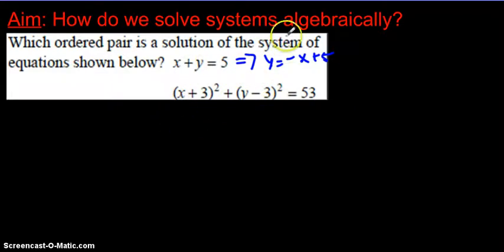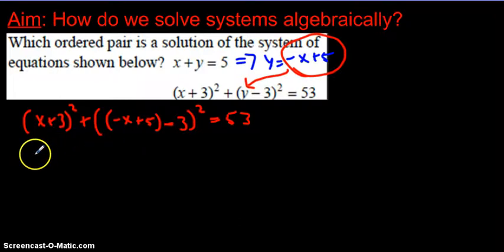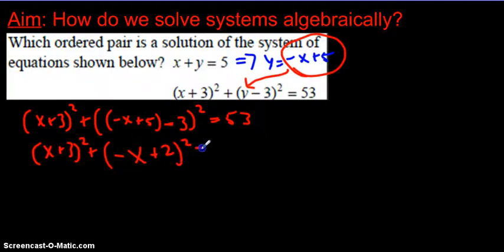So we know that y is equal to this, so we can replace y with that. So our new equation is (x plus 3) squared plus, in place of y, (negative x plus 5 minus 3) squared is equal to 53. So simplifying this a bit, we get (x plus 3) squared plus (negative x plus 2) squared equals 53.